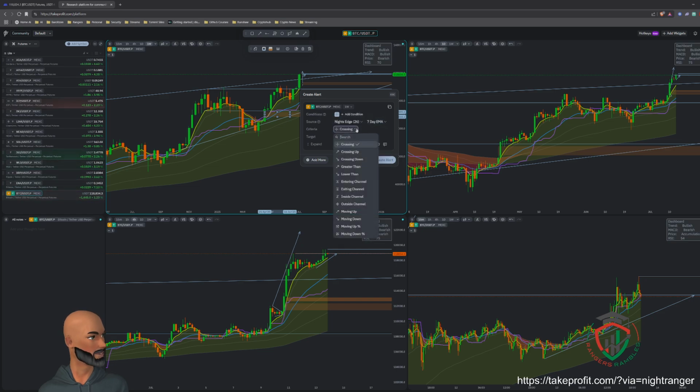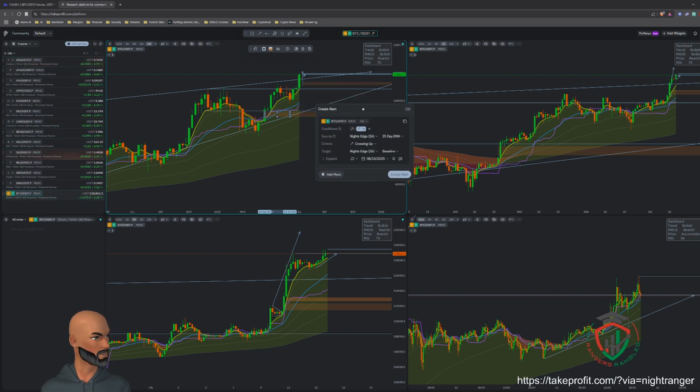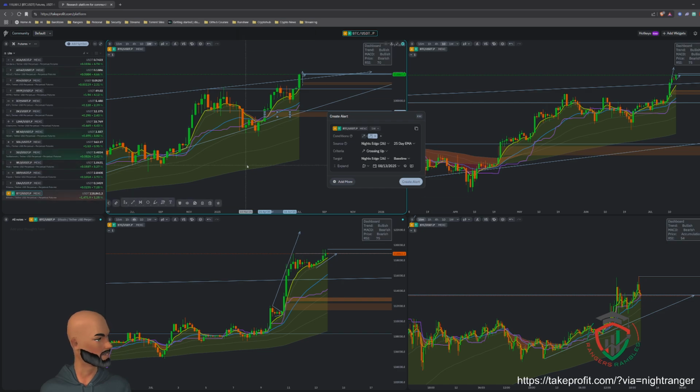Like the 7-day EMA crossing up above, let's go back on my indicator, I want it crossing above the baseline. But then let's add another one. Now I want the 25-day EMA crossing up above the baseline. In this one, I actually want greater than, because the 7 day already closed above. I've already got that alert set.